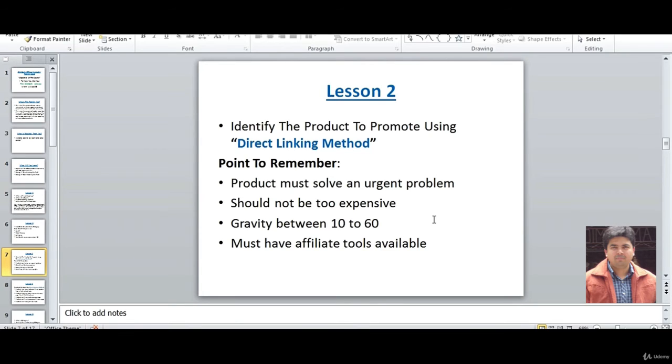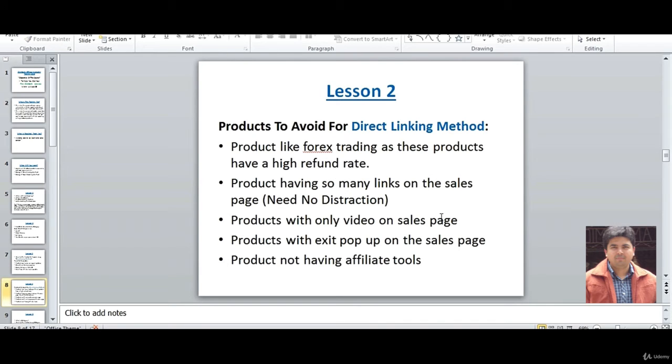The product must have affiliate tools available which can help me get a good ad copy, and banners if I want, which can help me close the sales. Some products we should always avoid for the direct linking method, like forex trading, as the refund rates are very high. The person will buy it, but after some time, because ClickBank gives a 30-day money-back guarantee, they'll take the refund, so you lose whatever you spent on the traffic. So it's of no use working on these kinds of products.